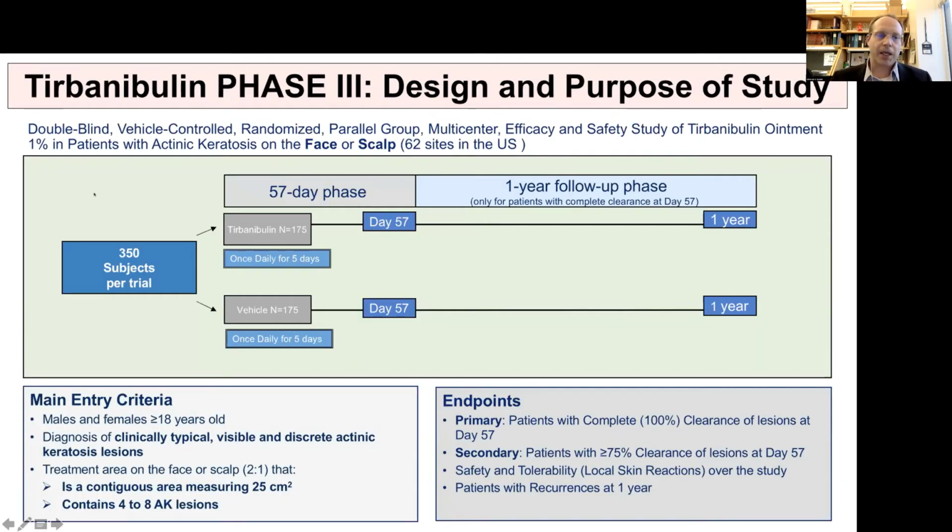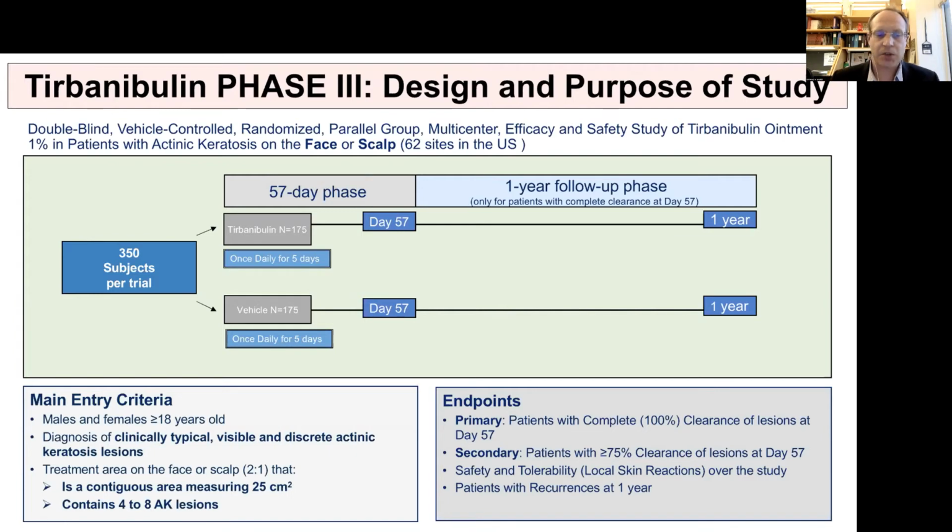So what we're looking at here are the 2 identical phase 3 trials that Tirbanibulin went through and was published in this New England Journal of Medicine article. There's approximately 350 subjects per trial, and this trial was double-blind, vehicle-controlled, randomized. Patients received either Tirbanibulin or vehicle, and they applied it once daily for 5 days in an area of approximately 25 centimeters squared that contained about 4 to 8 actinic keratoses lesions.